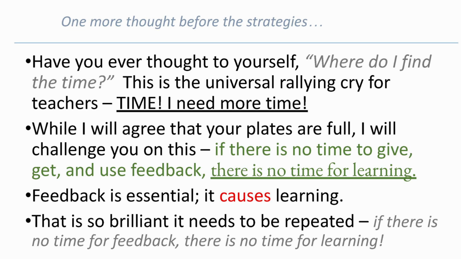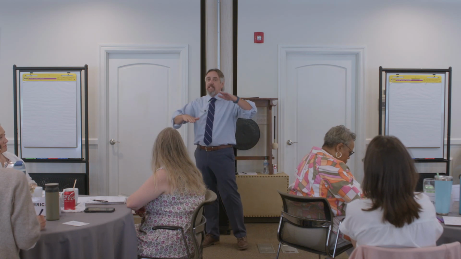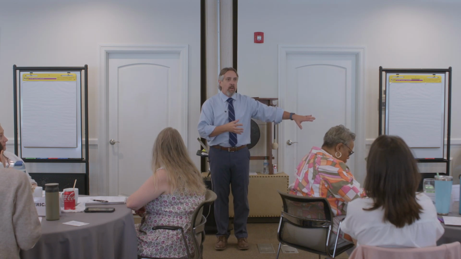If my job is to result in learning, meaning my job is to get my kids to learn stuff, feedback results in learning. How do I get my kids to learn stuff? I've got to give them feedback. So I have to adjust something. Sometimes I just have to let something go.